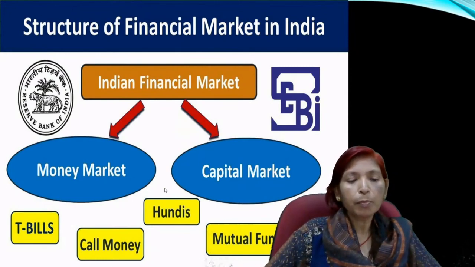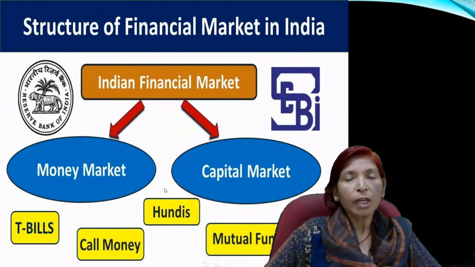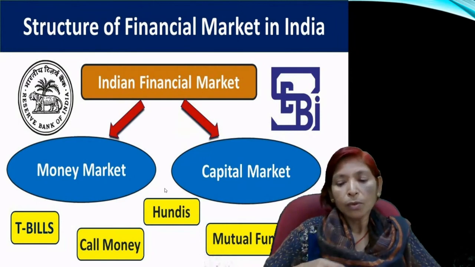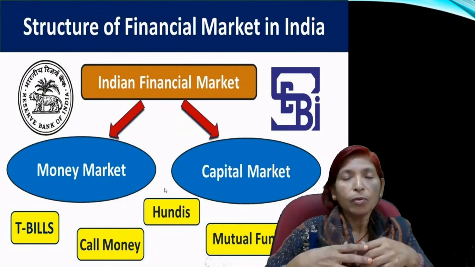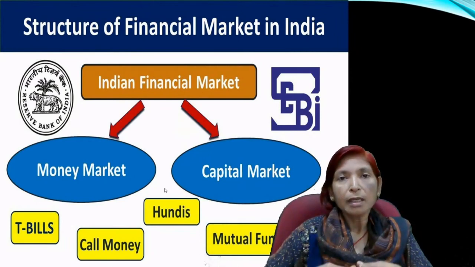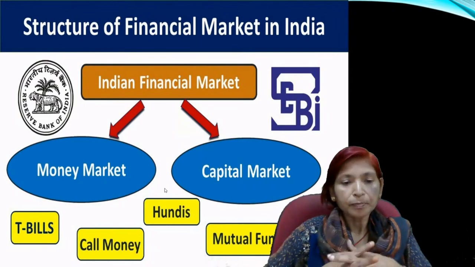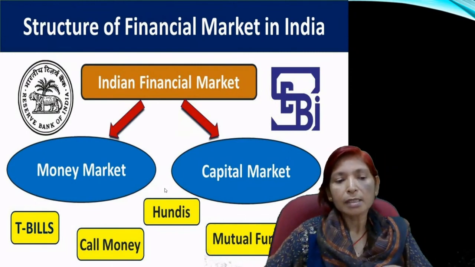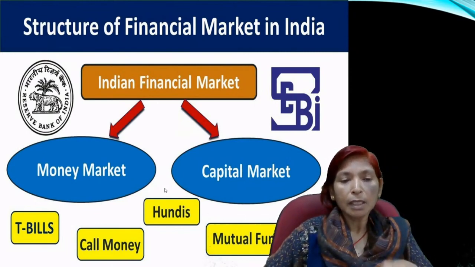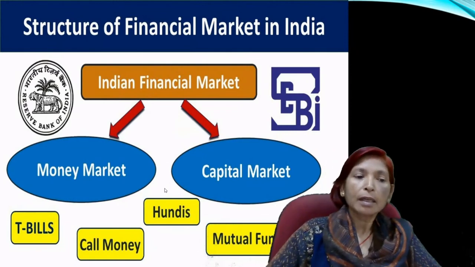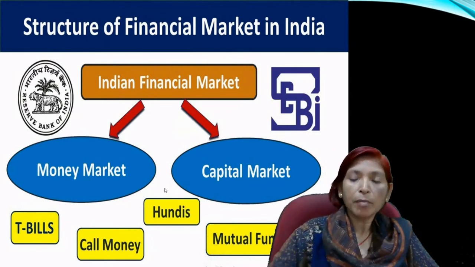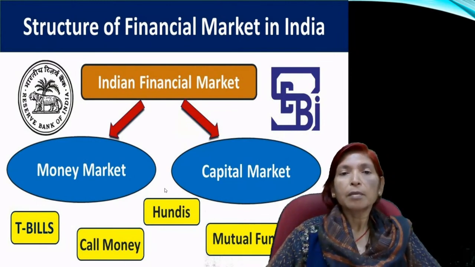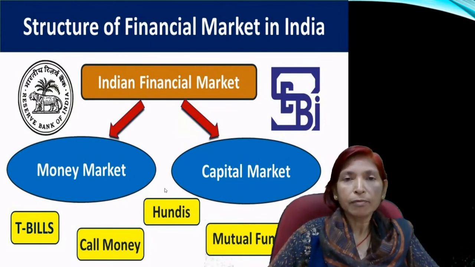In the money market, there are treasury bills, known as T-bills, call money, and hundis. Hundis are also a paper document, written by the person who is giving a promise to pay an amount in future. Mutual funds and IPO, all these instruments belong to the money market system, because all these instruments are based on shorter time period funds.